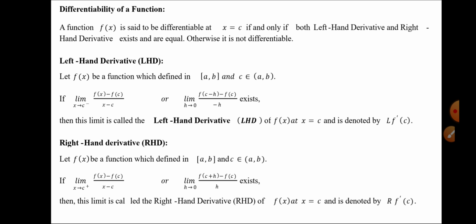A function f of x is said to be differentiable at x equal to c if and only if both left hand and right hand derivatives exist and they must be equal. So a function is said to be differentiable at a point x equal to c if both left hand derivative and right hand derivative exist and they are equal. Otherwise, the function is called not differentiable.